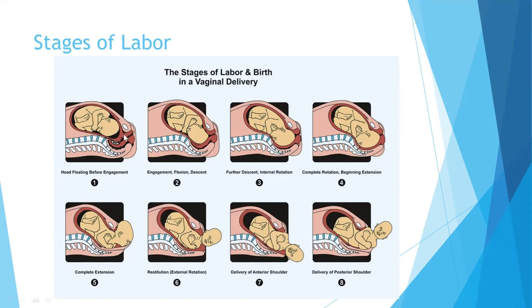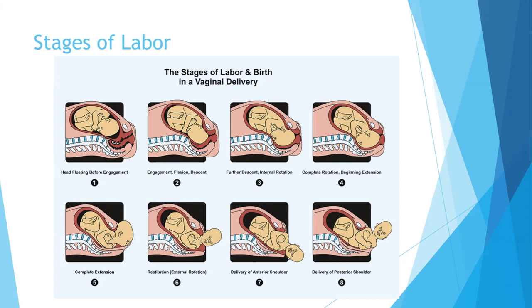First of all, the head is floating in the uterine cavity before engagement. When the head becomes engaged, then the head is fixed, non-ballotable. There is flexion of the head and descent occurring. After that, there is further descent with internal rotation of the head. Then there is complete rotation and the beginning of the extension of the head as the baby comes out of the vaginal canal. When the baby gets delivered through the vaginal canal, there is complete extension. So the baby delivers by complete extension.